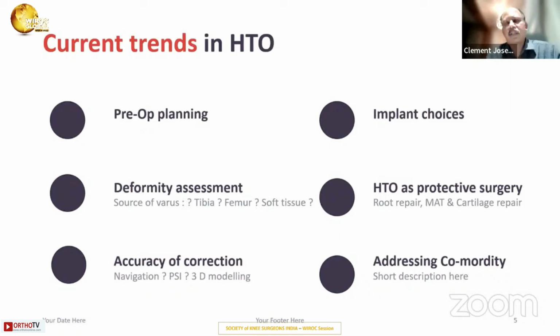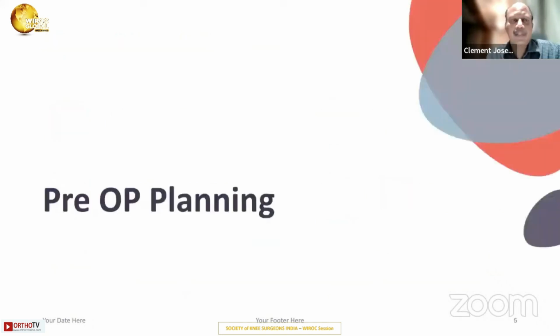And on implant choices, we have a good variety of implants, low profile, with variable placement of screws available for us. We are also using HTO as a protective surgery following a meniscal root repair, following meniscus allograft transfers and repairs, as well as to protect the medial compartment following a cartilage repair. Very importantly, we are now also focusing our attention on addressing the comorbid conditions, especially patellofemoral pain and patellofemoral osteoarthritis, to improve our current outcomes in HTO.